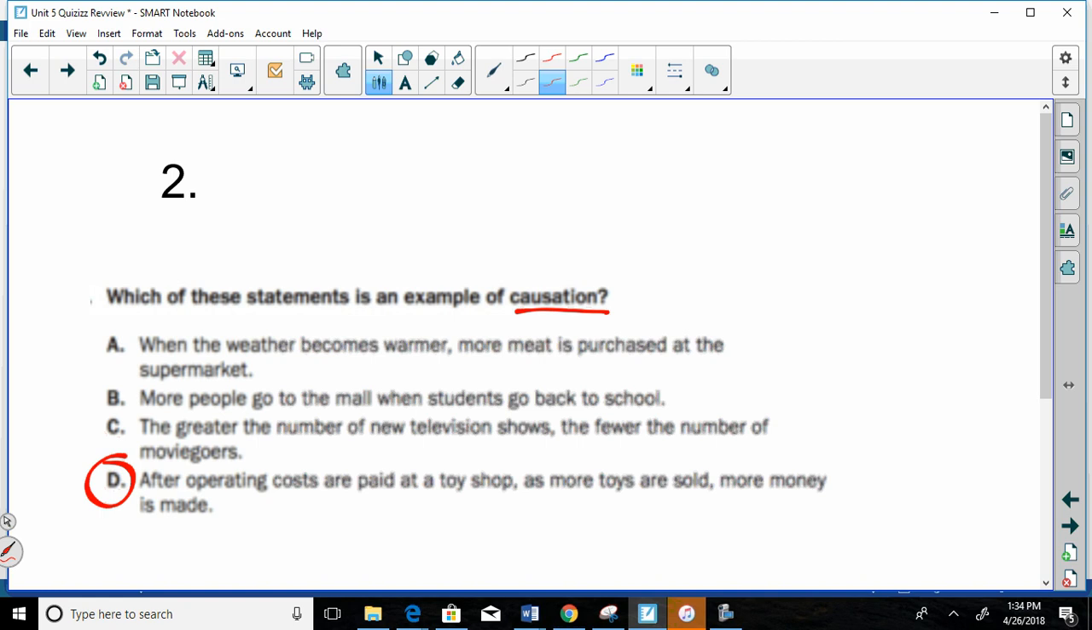Here's some blank paper if you guys want to take notes. I can print it out after.